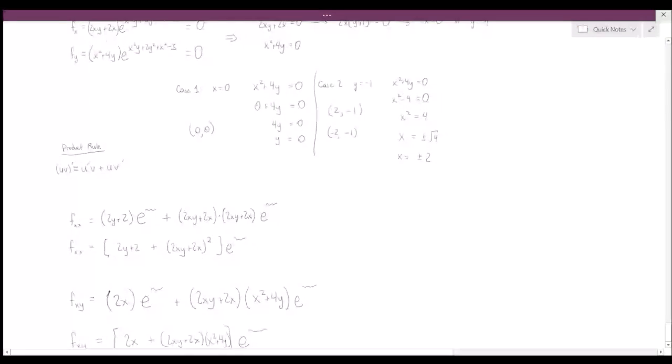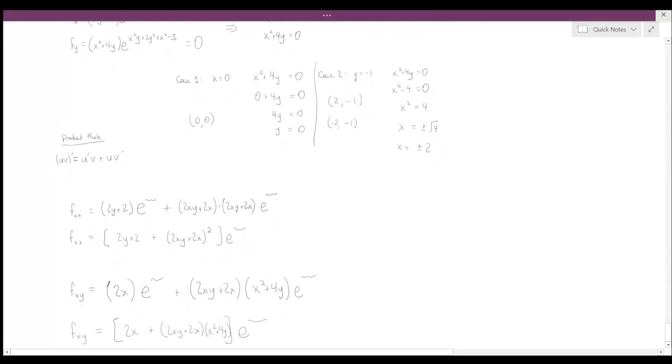Okay, so then finally, we need fyy. Okay, so here's my fy up here. We're still going to do a product rule on it. So I have my u and my v. So for the product rule, u prime, that's going to be the derivative of u with respect to y, which is just 4.